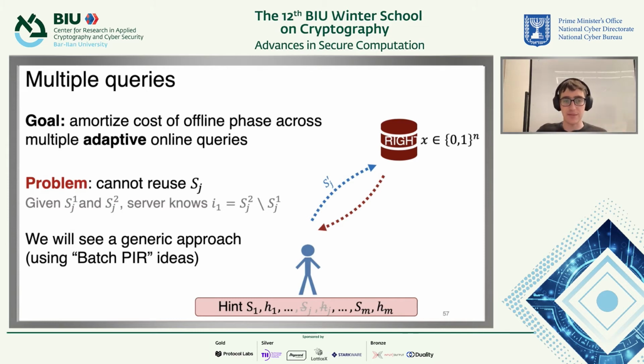And this uses ideas from batch PIR that we've seen in the previous hour. I'll just say that this approach does not result in the best scheme in terms of efficiency. And if you use non-generic approaches, then you can do better. But the nice thing about it is that the same approach I'll present here works both in the two-server case and in the single server case. So that's what we'll see now.